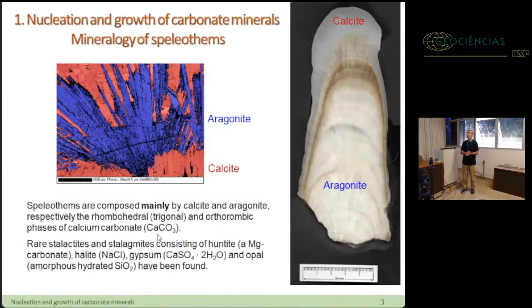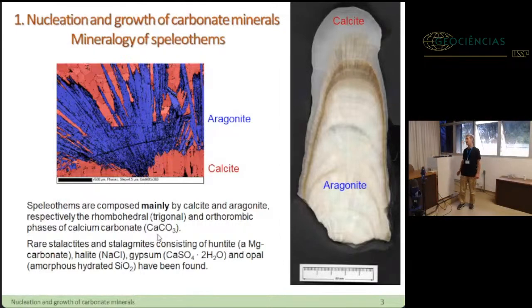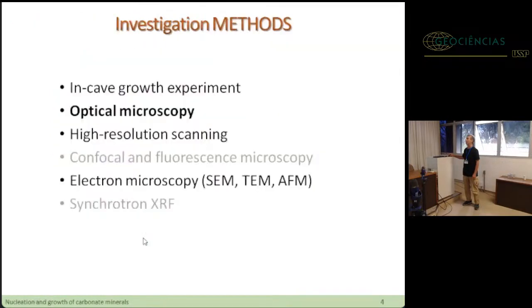So, as you already know, the mineralogy of speleothems is mainly made of carbonate minerals, aragonite and calcite, although there are rare speleothems that are made of huntite, a magnesium carbonate, or halite, gypsum, opal, but these are very rare and not very much utilized in paleoclimate reconstruction. So basically we are dealing with aragonite and calcite, which are the polymorphs of calcium carbonate, respectively the orthorhombic and rhombohedral phases of calcium carbonate.